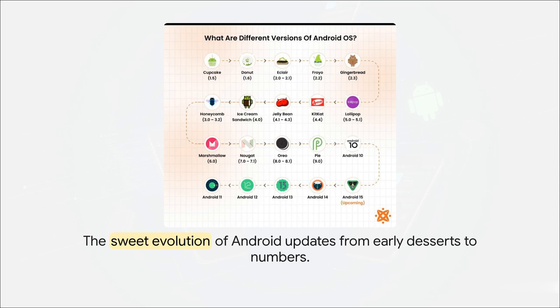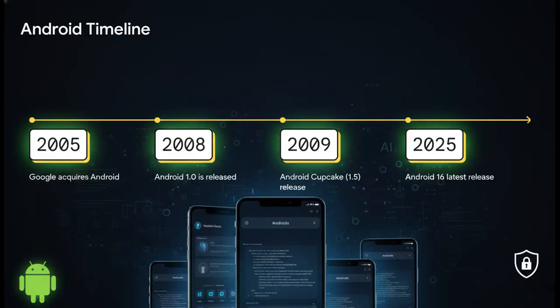But as the system grew up and went fully global, they transitioned to modern numeric names like Android 12, 13, and 14, just to keep things globally clear and simple for everyone. Let's map out that timeline real quick. Like I said, Google bought it in 2005. The very first commercial release, Android 1.0, dropped in September 2008 on the HTC Dream.